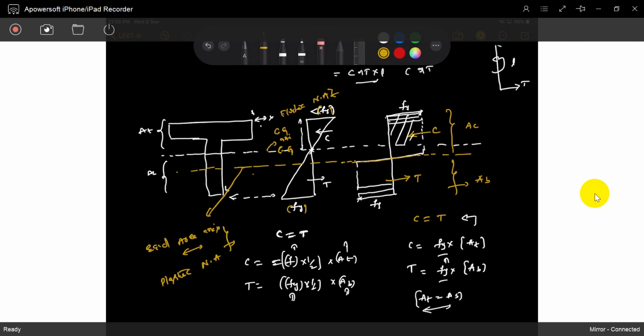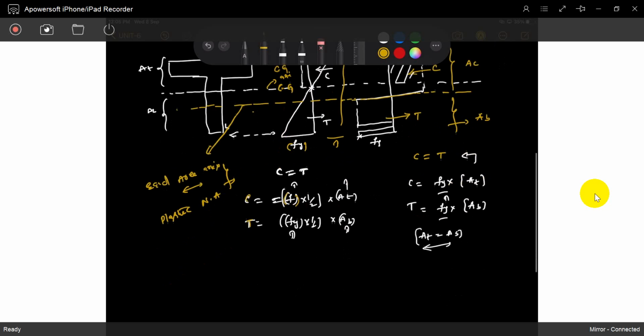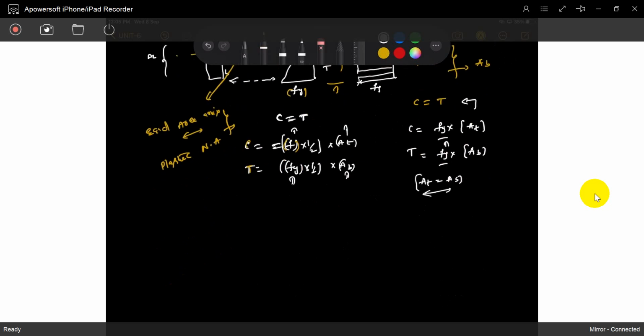You already know these things from bending stress analysis, and how the compressive force and tensile force are developed. These are all discussed in reinforced concrete, RCC, where they exclusively discuss compressive force, tensile force, and lever arm. You get more information in that unit, so no need to discuss these things here. Today we will discuss other points.